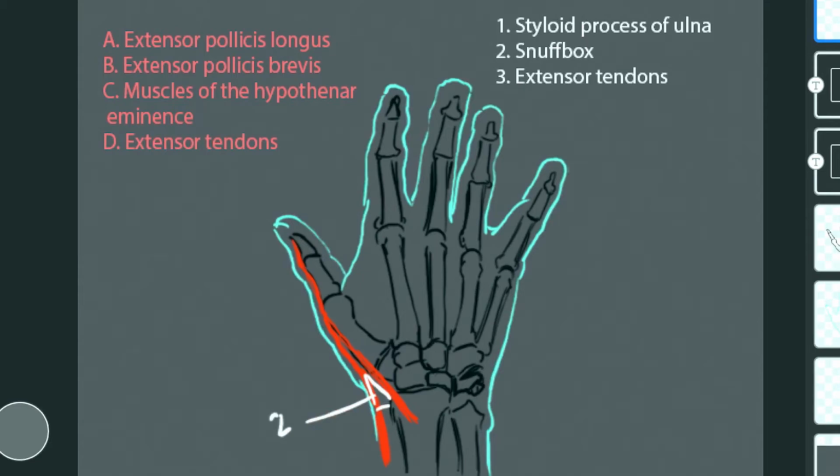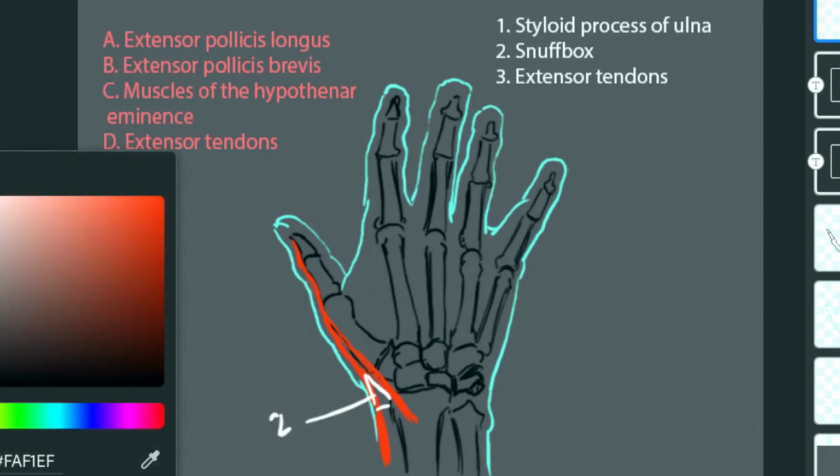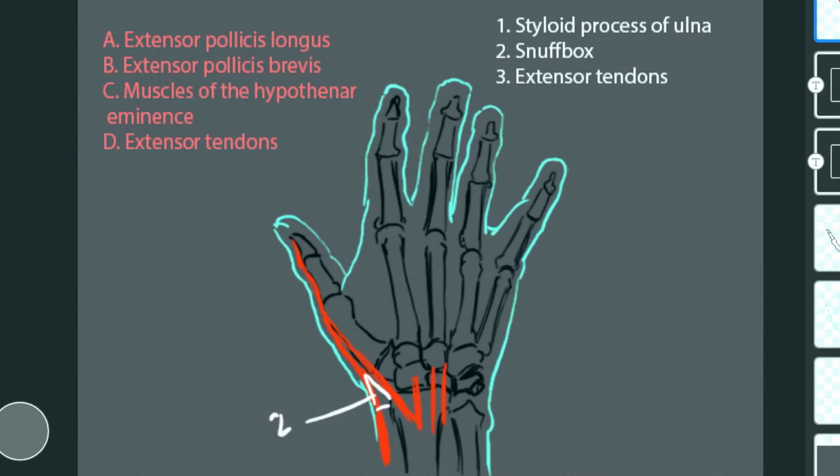Then we have our extensor tendons. So these are the tendons of the extensor group, if you remember the muscles of the forearm. They start turning into tendon at the halfway point in the forearm. Let's go back to red. So we've got 4 tendons here running this way. And then they start fanning out towards each one of the fingers. So that's going to be your extensor tendons, D, and also another important landmark.